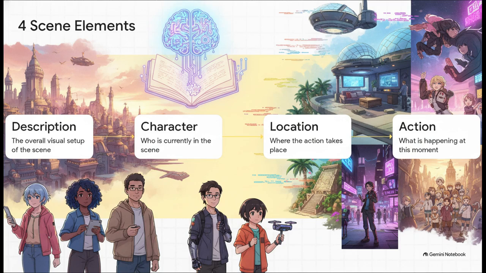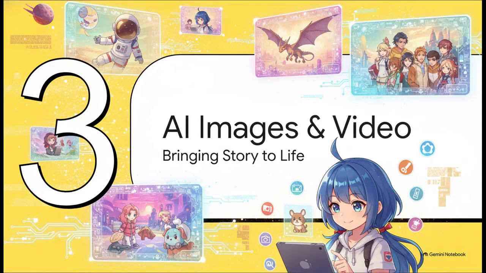Okay, so once your script is polished and humanized, you need to break that 7-minute script down into about 40 to 50 manageable micro scenes. And every single scene must contain these 4 elements: a scene description, the character involved, the specific location, and the action taking place. Breaking it down like a giant puzzle like this is exactly how you translate a written story into visual prompts.